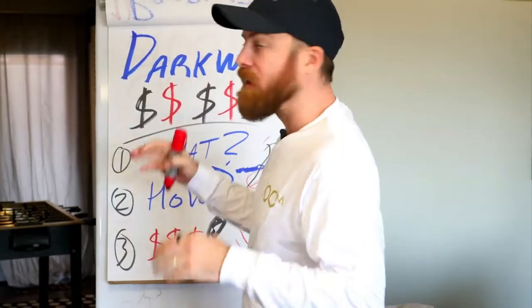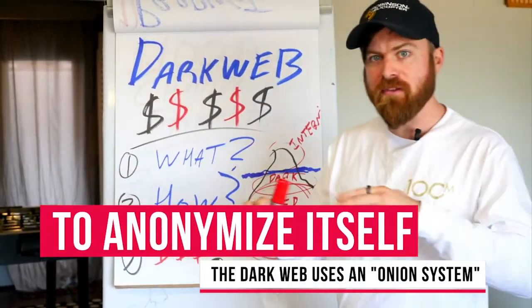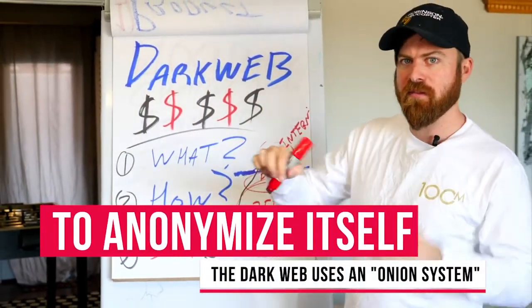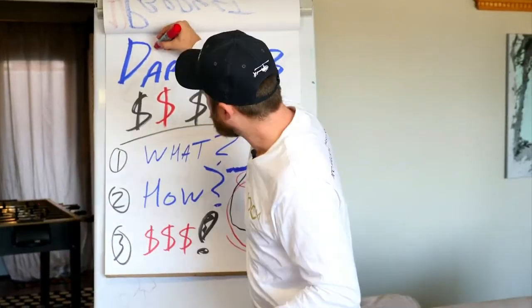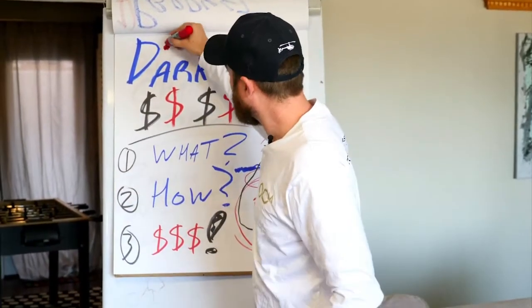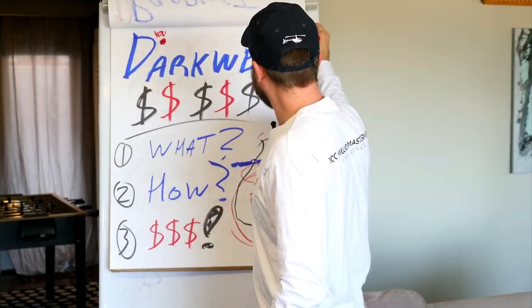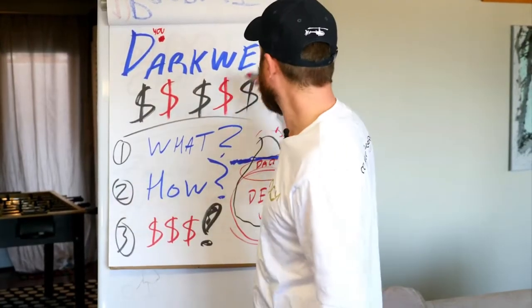There aren't many videos. And the reason for that is because the way the dark web works is to anonymize itself. It's using an onion system. So it's sending different packets of data. So it'll take a website. Let's say here is you and here is a website. And you have to send information back and forth between each other.